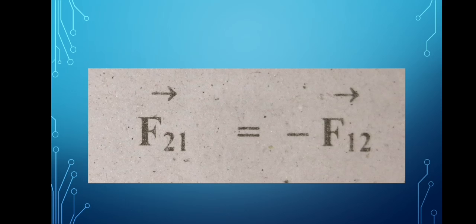These forces are mutual forces, meaning these forces are equal in magnitude, but they are directed in opposite directions. So mathematically you can write this equation F21 is equal to minus F12.